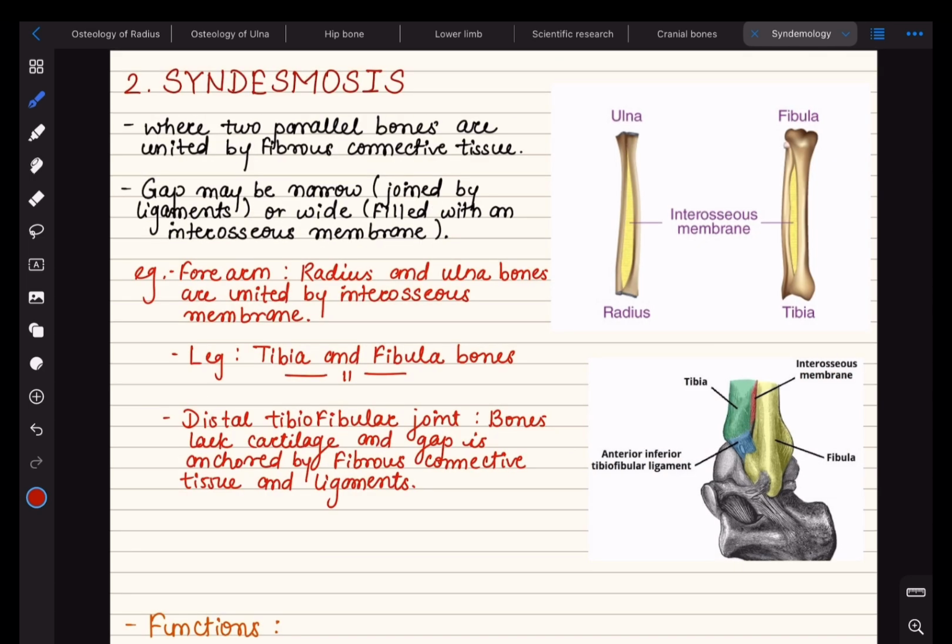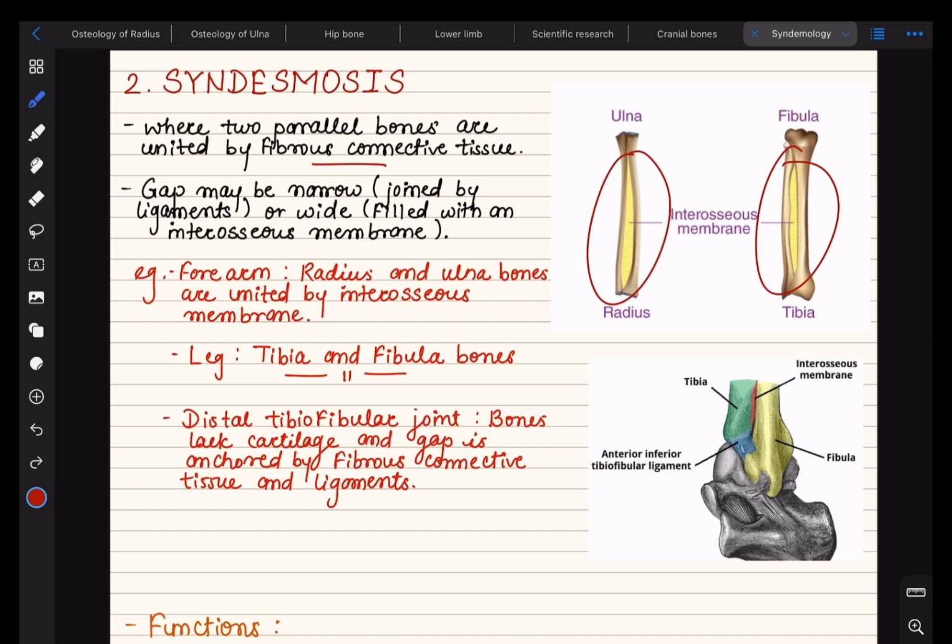Here we are done with the sutures, and our second joint is syndesmosis. Syndesmosis is the joint where two parallel bones are united by this fibrous connective tissue. The gap may be narrow where it is joined by the ligaments or wide where it is filled with the interosseous membrane. For example, in the forearm, we see the radius and ulna bones are united by the interosseous membrane in between. Similarly, in the leg, tibia and fibula are connected by the interosseous membrane.